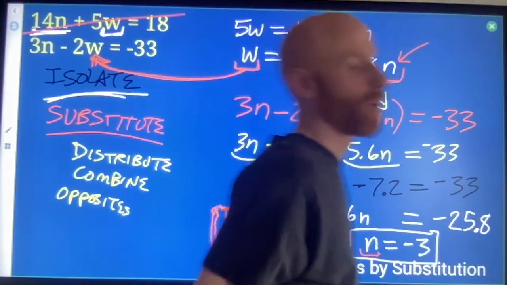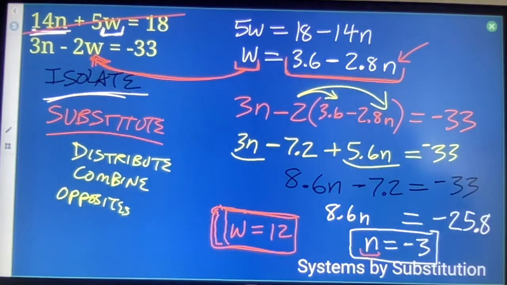If you need more examples, there are plenty, plenty, plenty of videos on the internet. The topic you're going to want to search for is systems of equations by substitution.